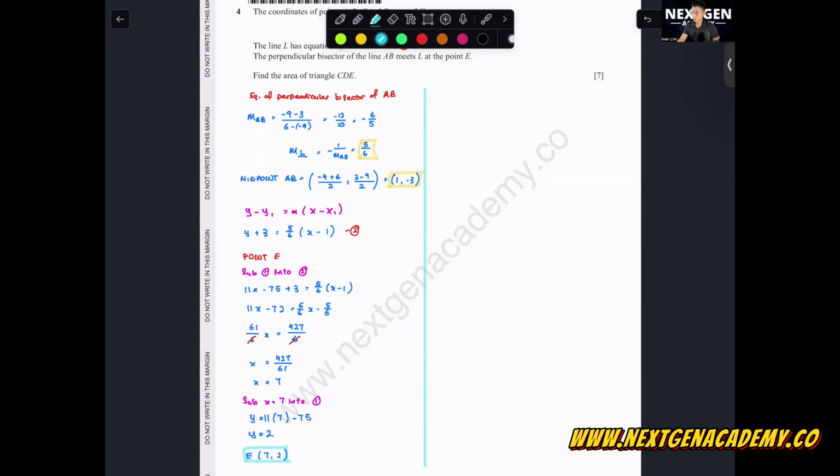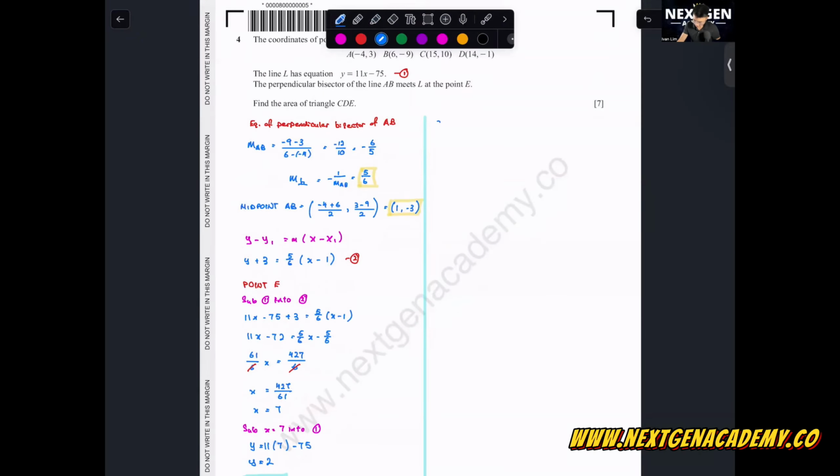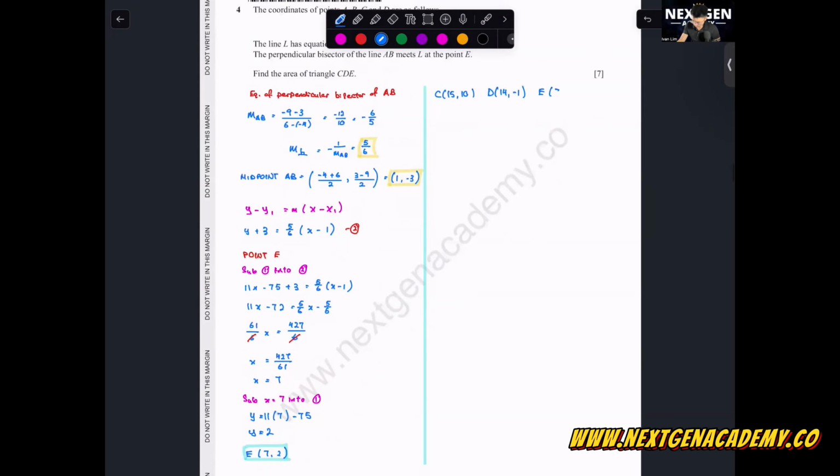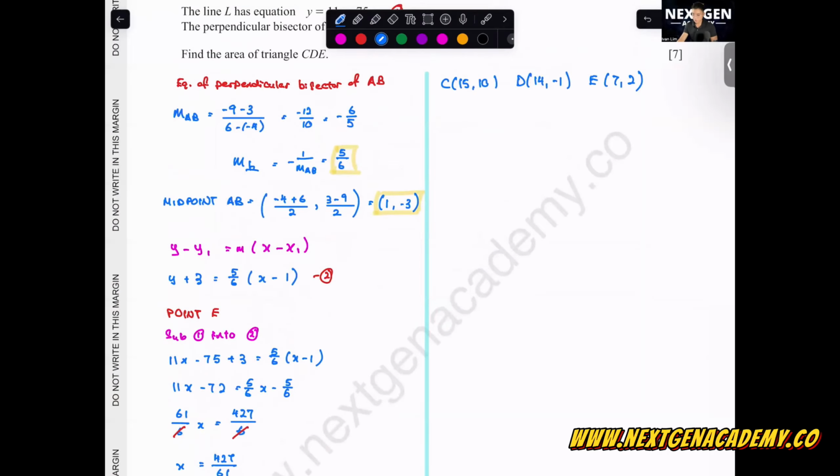Let's label down the 3 points first. We have C, D, E. C is (15, 10), D is (14, -1), E is (7, 2). The clue is that normally, one of the coordinates, the x or the y coordinate, is the same. Then you can use half times base times height. But in this case, you just go and sketch it out. So I want you all to have a habit: just do a rough sketch according to the 3 points.